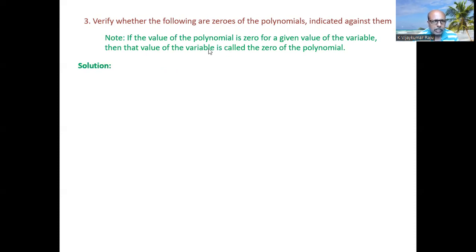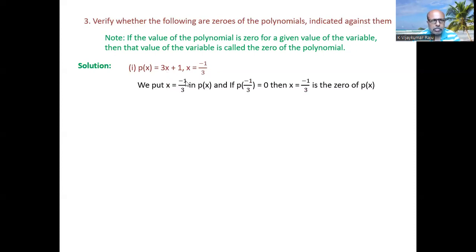Well, let us see. Take the example and see. Our first is this. P of x is 3x plus 1 and the x value is given as minus 1 by 3. Let's put it in and see what the answer will be. So we put x is equal to minus 1 by 3 in P of x. If P of minus 1 upon 3 is 0, then x is equal to minus 1 upon 3 is the 0 of P of x. Let us see first. P of minus 1 by 3 we are calculating. So 3 into minus 1 by 3 plus 1. 3, 3 cancels. Minus 1 plus 1 is equal to 0. Next. Since we are getting 0 as the answer, therefore x is equal to minus 1 by 3 is the 0 of P of x. That means it is the 0 of this polynomial.